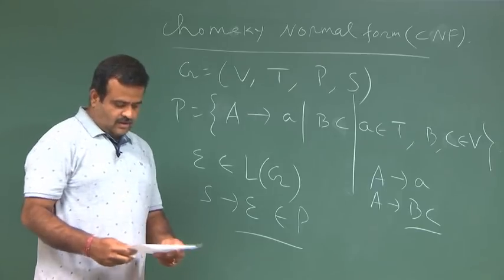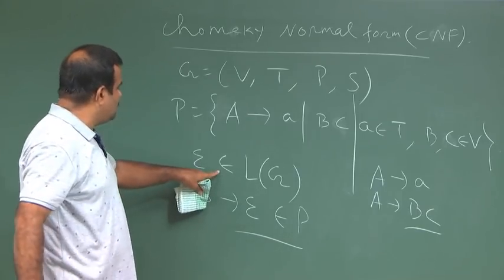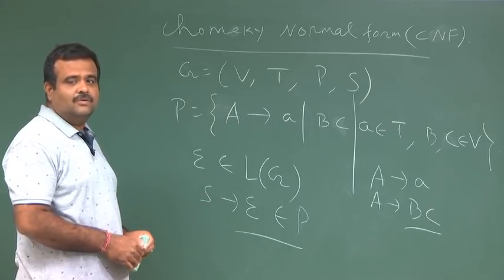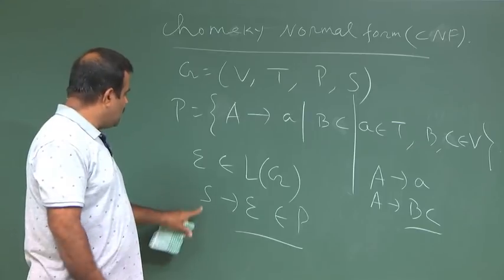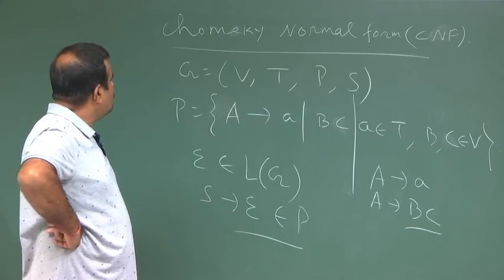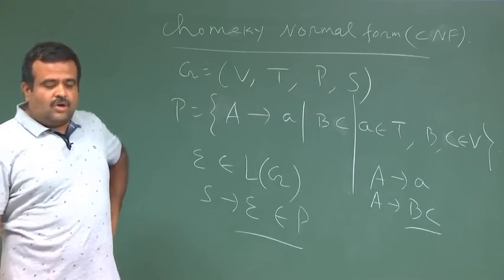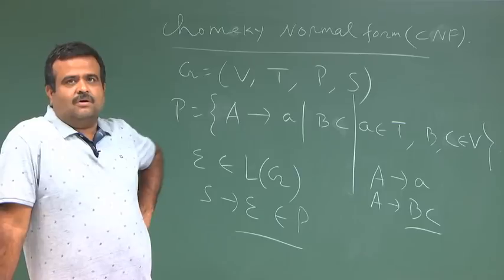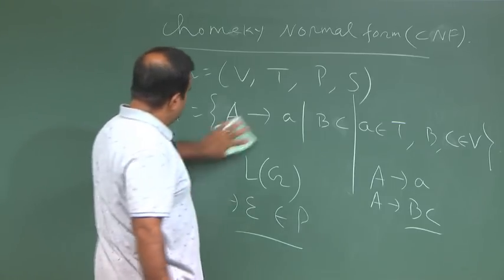We can take an example. If epsilon is a string which is generated by this grammar, then we have a rule S is going to epsilon in P. So, this is called Chomsky normal form, CNF. If all the productions are of this form, then the grammar is in CNF. Okay, we can take an example.